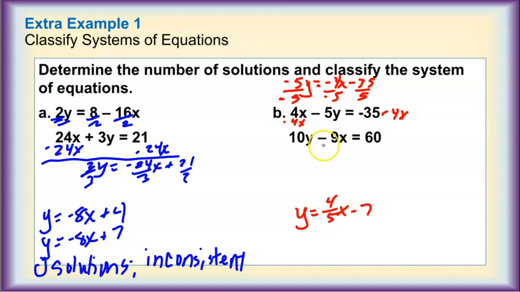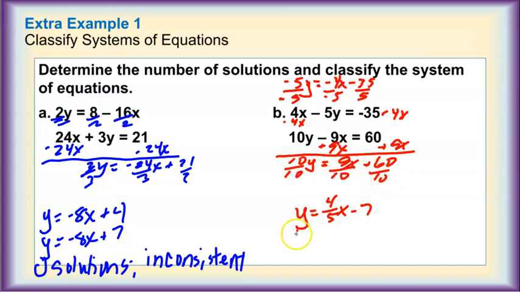And this other one, I'm going to add 9x to both sides. This is going to give me 10y equals 9x plus 60. Going to divide this by 10. And I would have y equals 9/10 x plus 6.